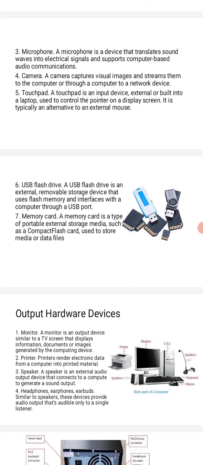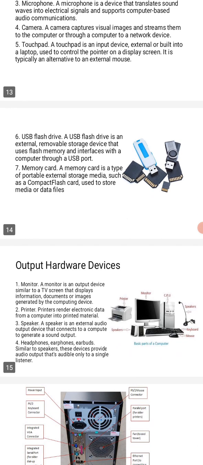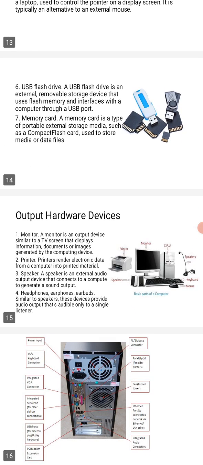Apart from that one, we also have a flash disk and a memory card. These are the ones we can see on our right hand corner. We don't have to talk much about that one, but we know that we are able to put those into your PC. And then finally, let's talk about the output hardware systems.